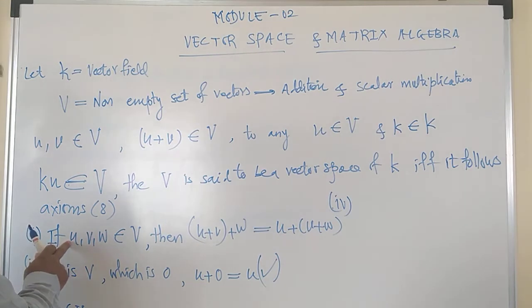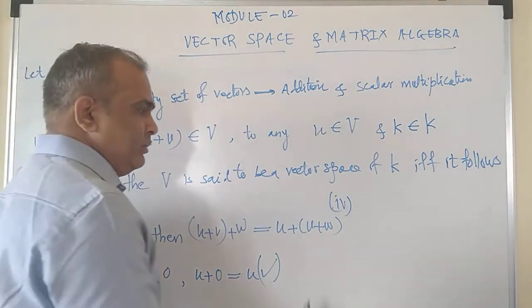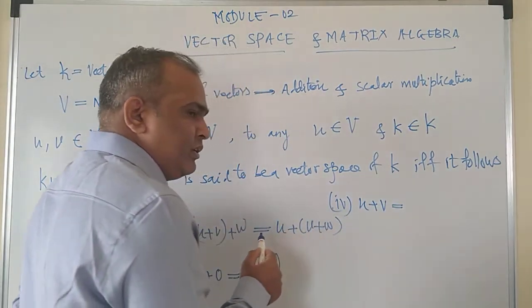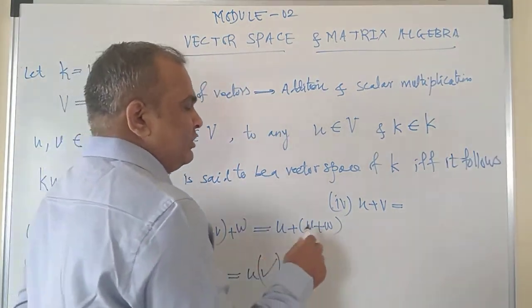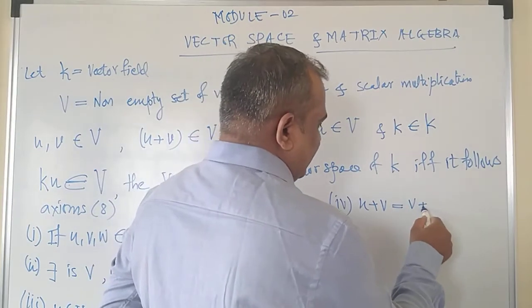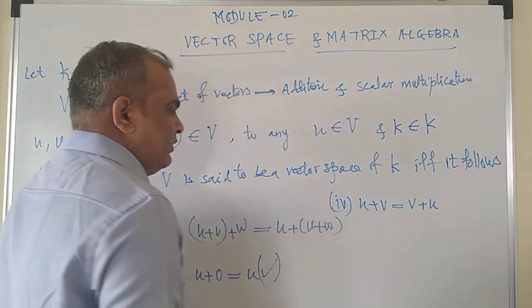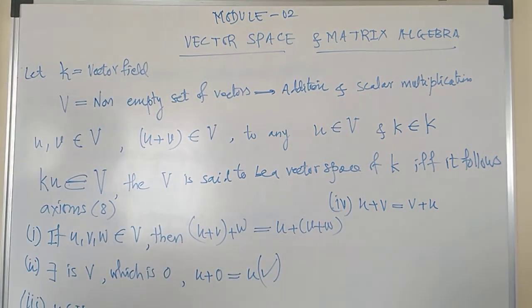In the first axiom we have considered three different vectors u, v and w. Let us consider here two vectors only, u and v. If u and v are the two vectors and the addition of the two vectors is written as u plus v, and if you are able to write this addition in the form v plus u, then the fourth axiom is said to be followed.